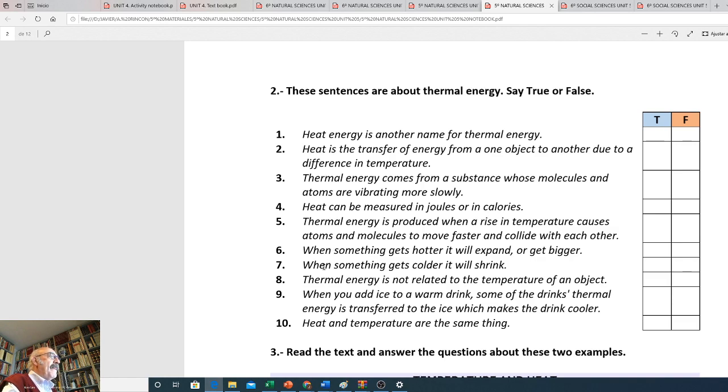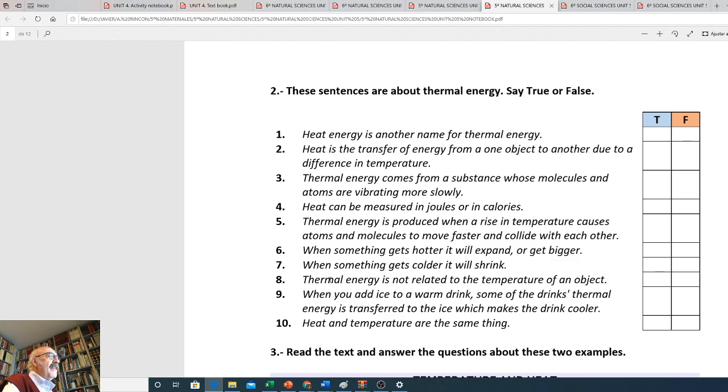Number 7. When something gets colder, it will shrink. Shrink is the English for our Spanish encoger. So when something gets colder, it will shrink. And this is true as well.